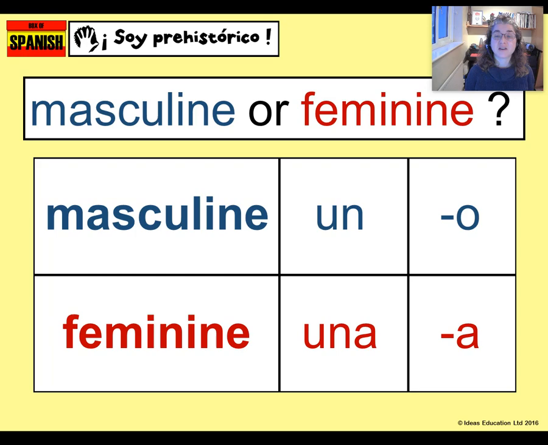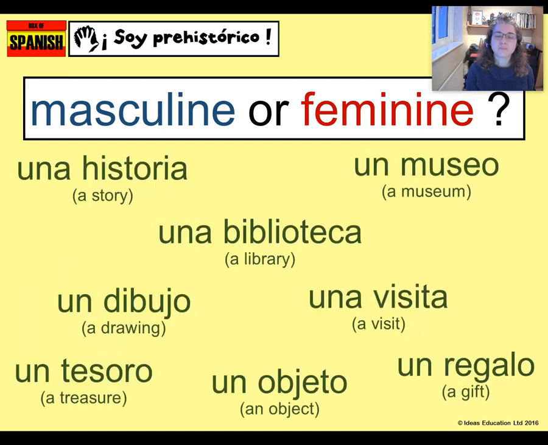We noticed it in Spanish names, didn't we? The boys' names like Fernando and Guillermo ended in o. The girls' names like Maria and Teresa ended in a, didn't they? That'll help us to remember. Let's have a look at some words that you've never seen before. Here we are. And let's see if we can work out whether they are masculine or feminine.